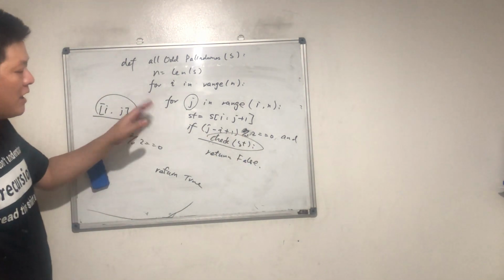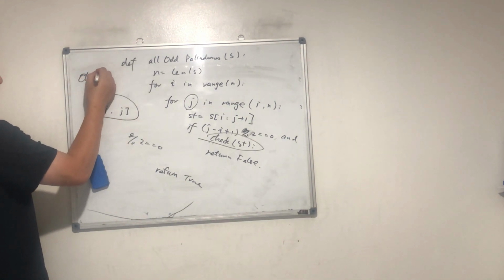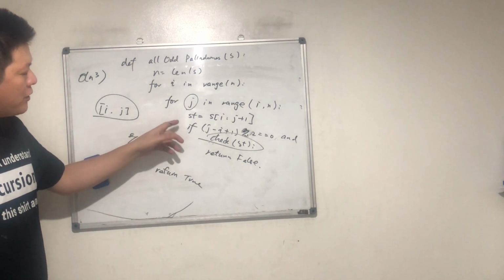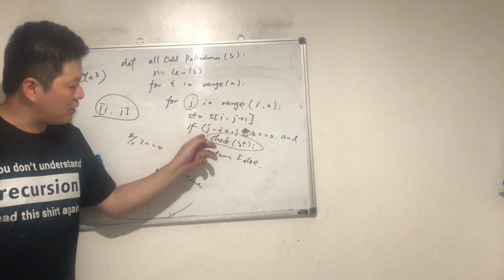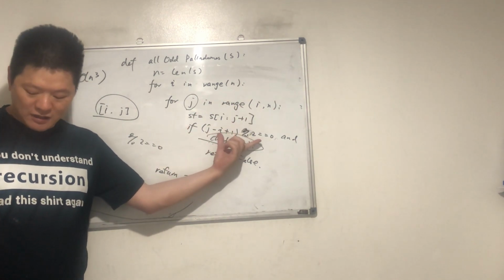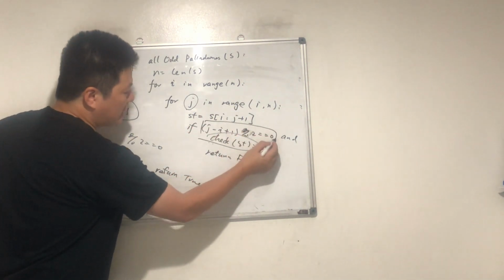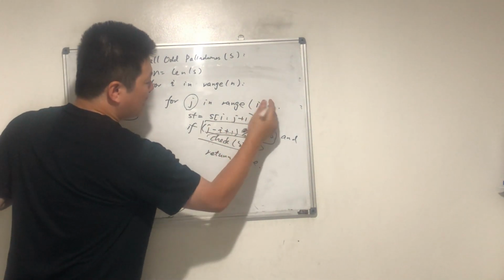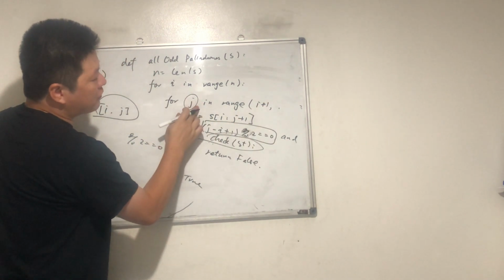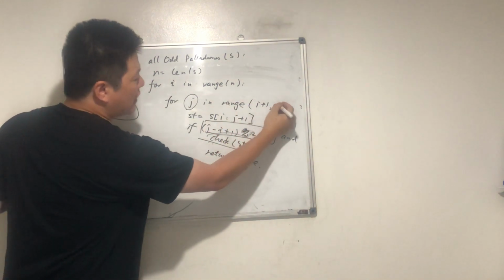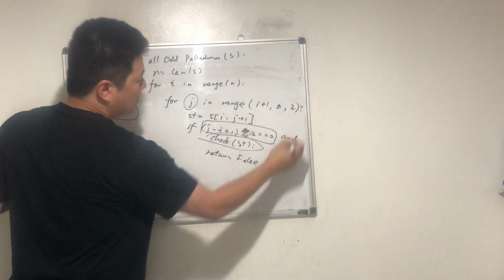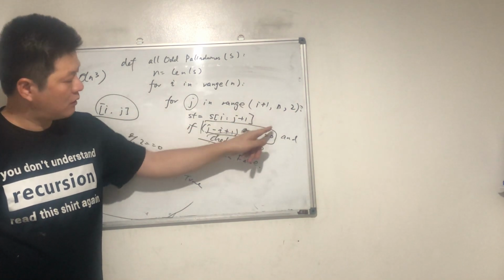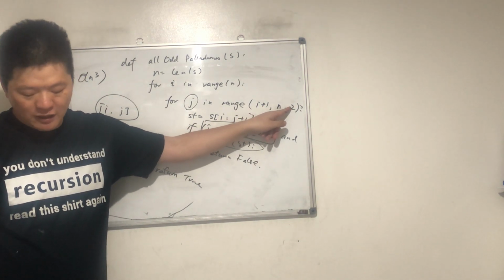However, we can improve this, right? Do we actually need to go through all of these? We can get rid of these, because first of all we check if the length is an even number. But instead of this, we can do this: j goes from i plus 1 to n, and we put a step of 2 here.